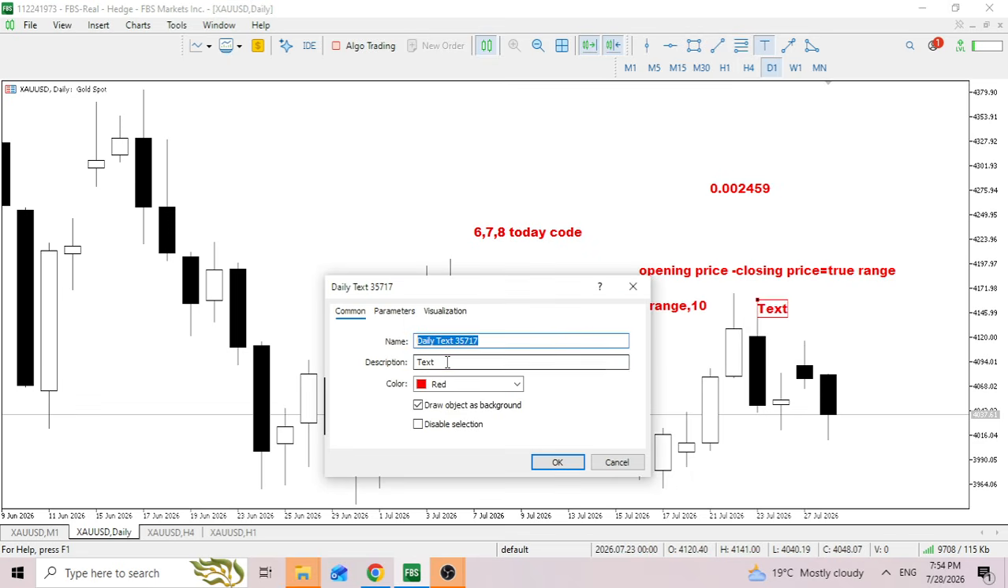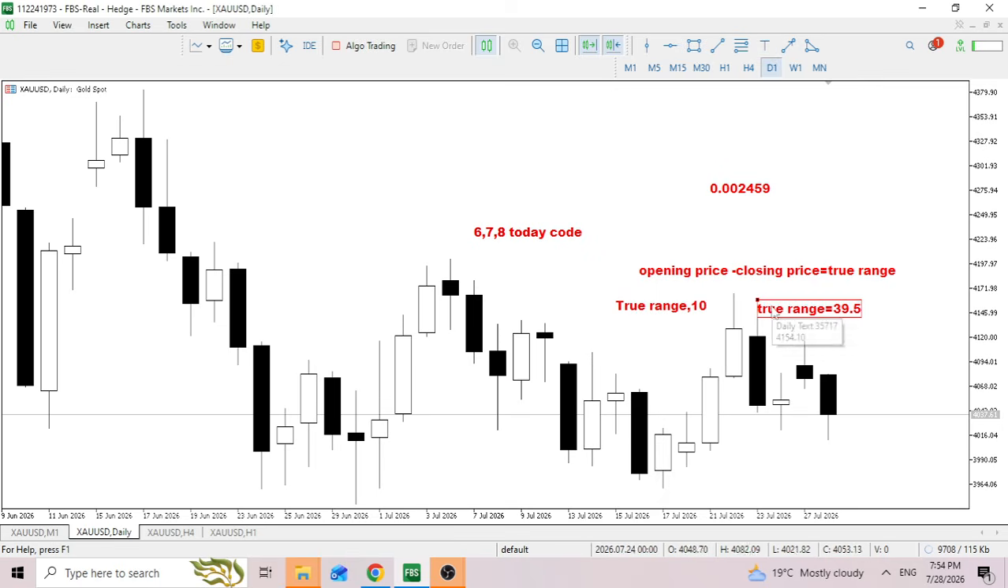True range is equal to 9.5. My bad. Okay. Now, true range is that one.